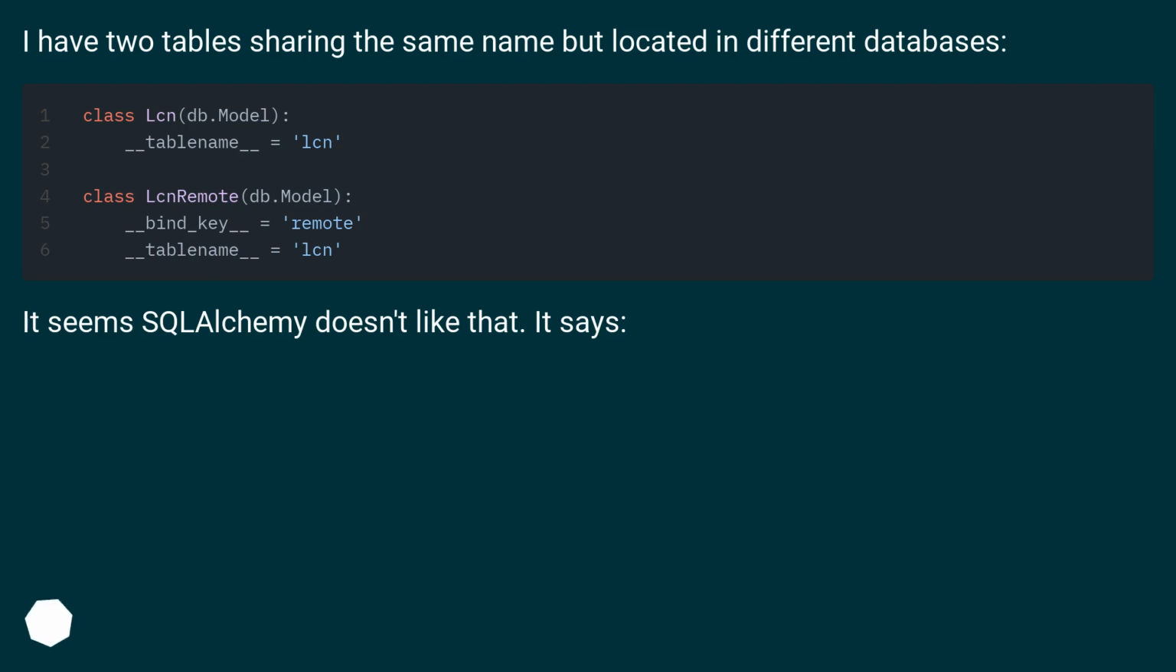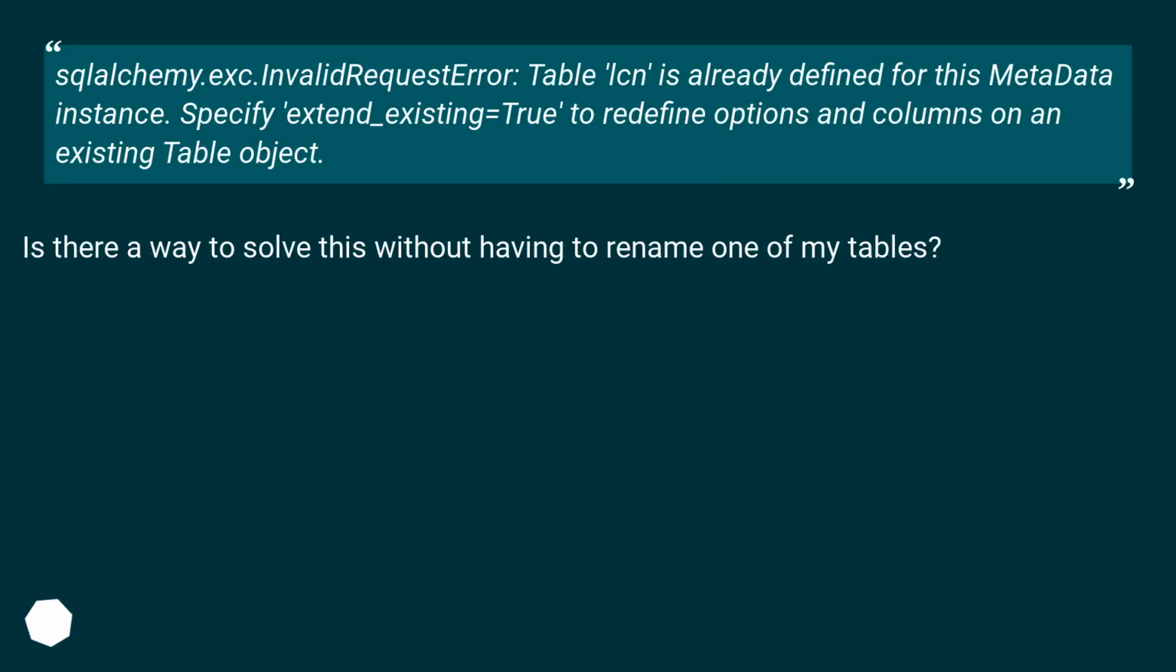It says, sqlalchemy.exc.InvalidRequestError: Table 'LCN' is already defined for this MetaData instance. Specify 'extend_existing=True' to redefine options and columns on an existing Table object. Is there a way to solve this without having to rename one of my tables?